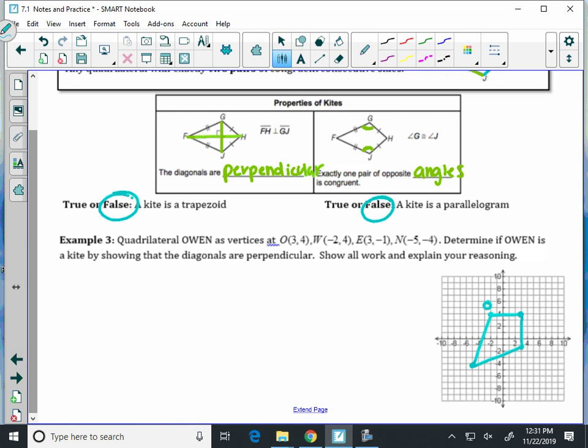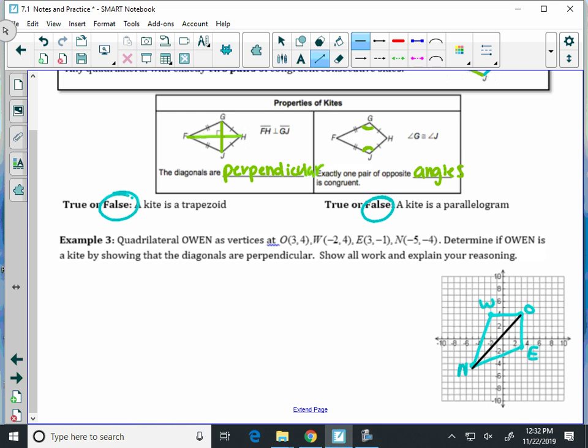Oh, it's going the wrong order. O, N, W, E. Points are a little out of order though. Again, the diagonals are connecting opposite angles. So start with an angle. Let's start with N. What angle is across or opposite of N? Oh, so that's going to be a diagonal.